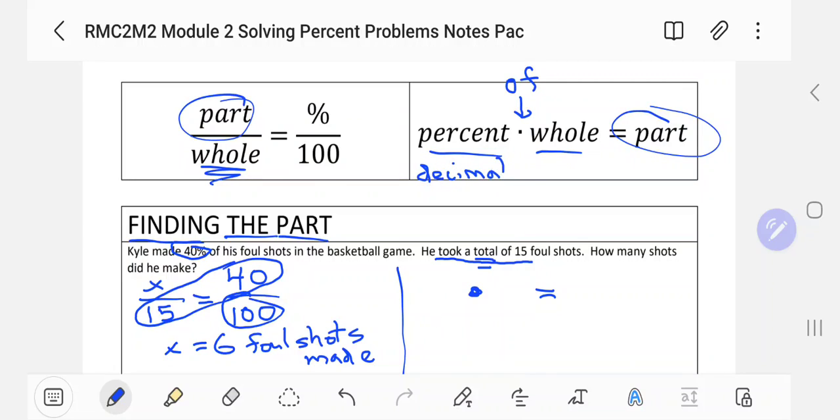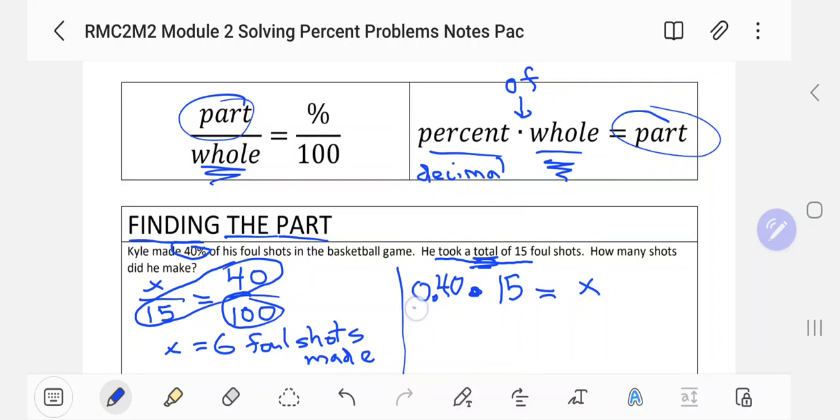So I'm going to quickly change that 40% into a decimal by moving the decimal over twice. So that's 0.40. You multiply that by the whole, and the whole here is 15. Why do we know it was the whole? Because it said total, and we understand that, oh, that's all of it. So that's the whole, and we're looking for a piece of those that he made, because he made some, he missed some. So we're looking for the part over here.